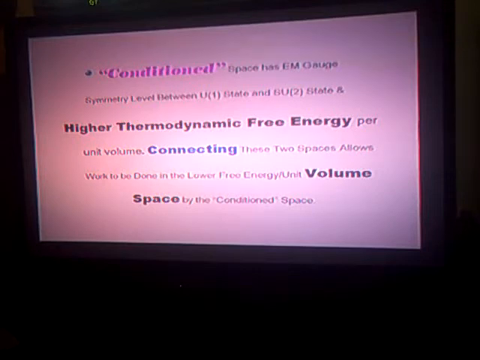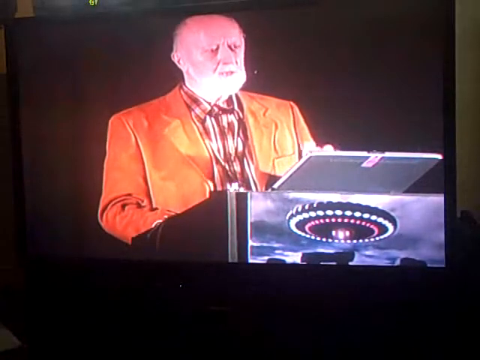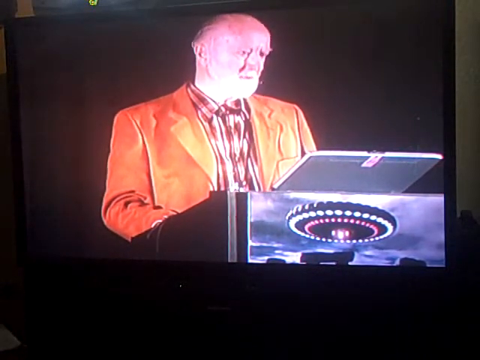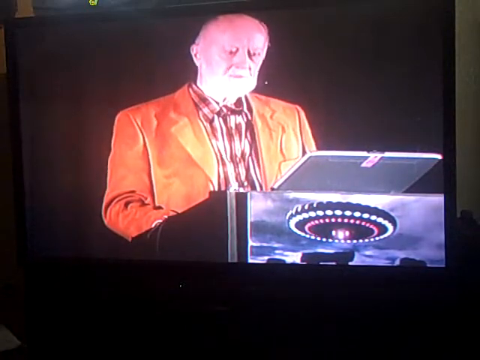And such a condition has a higher thermodynamic free energy per unit volume. And so connecting any two spaces, one at an SU2 state level to one at a U1 state level, the higher one, the SU2, can drive any process in the U1. So I thought, well, if that's the case, is it possible that when we are born, we have either a body organ or a body system that is at this higher gauge symmetry state? Because if that were the case, then this is really what is driving what we think of as the life force of the body. Probably not totally, but it says that you've got something that would drive all the processes of the physical body that our present science thinks is relevant.